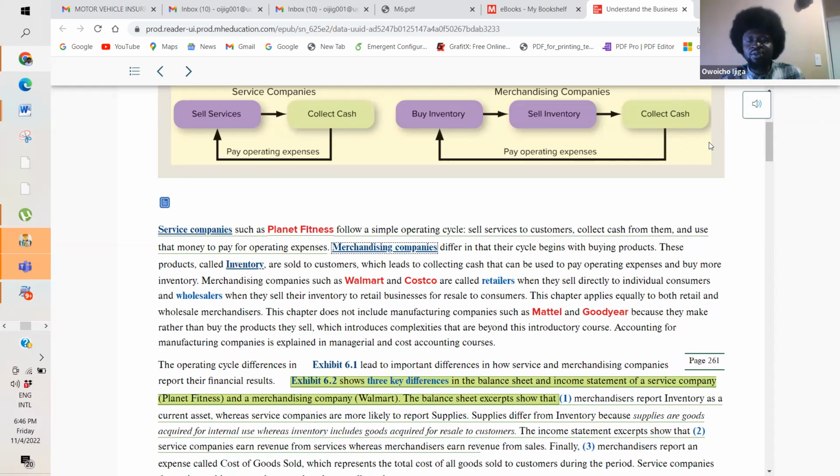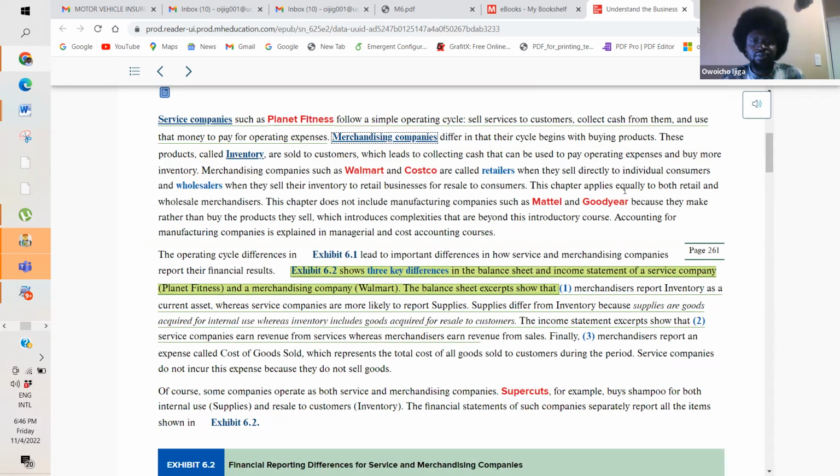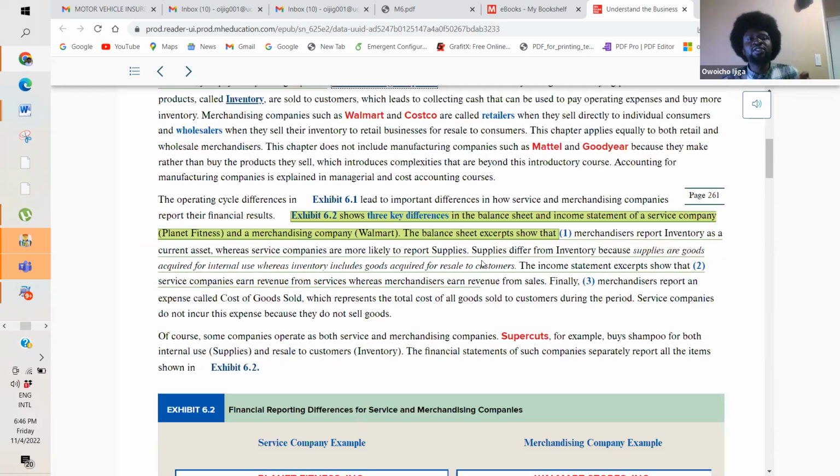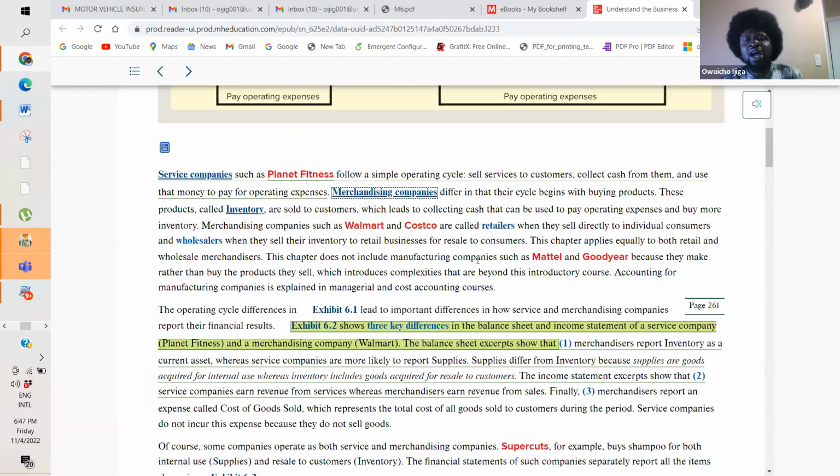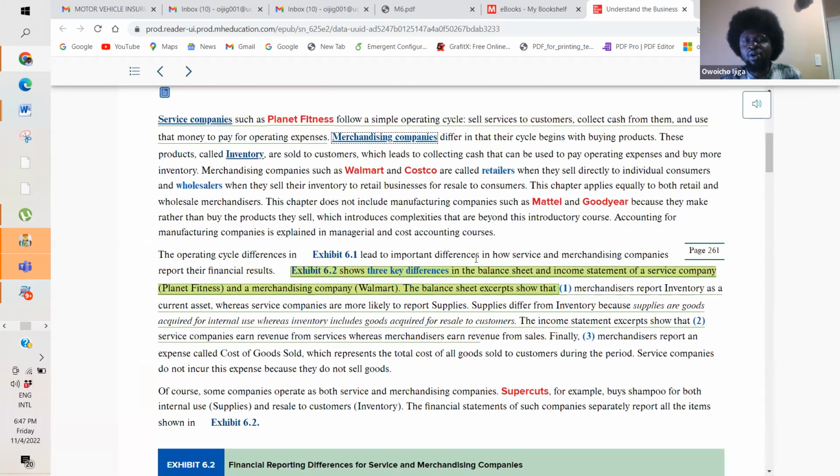Okay, so let's move forward in the video. The operating cycle differences in Exhibit 6.1 that you can see here lead to some important differences in how service and merchandising companies report their financial results. And there are three key differences in the income statement and the balance sheet of service companies and merchandising companies.